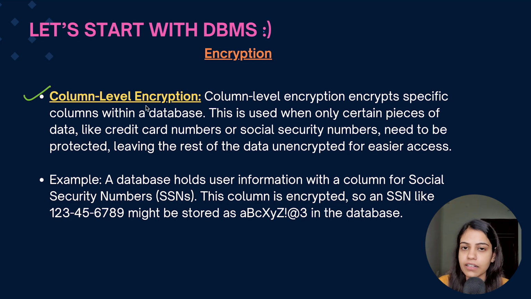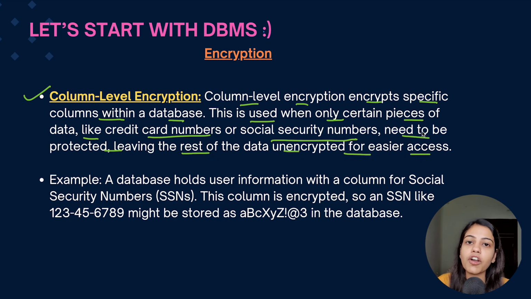Coming to the next one, that is column level encryption. So column level encryption encrypts specific columns within the database. This is used when only certain pieces of data like credit card numbers or social security numbers need to be protected, leaving the rest of the data unencrypted for easier access. So whenever you want to encrypt some highly valuable data which is present in our database, you use column level encryption, because column level encryption only does encryption on some specific columns which have some highly valuable data.